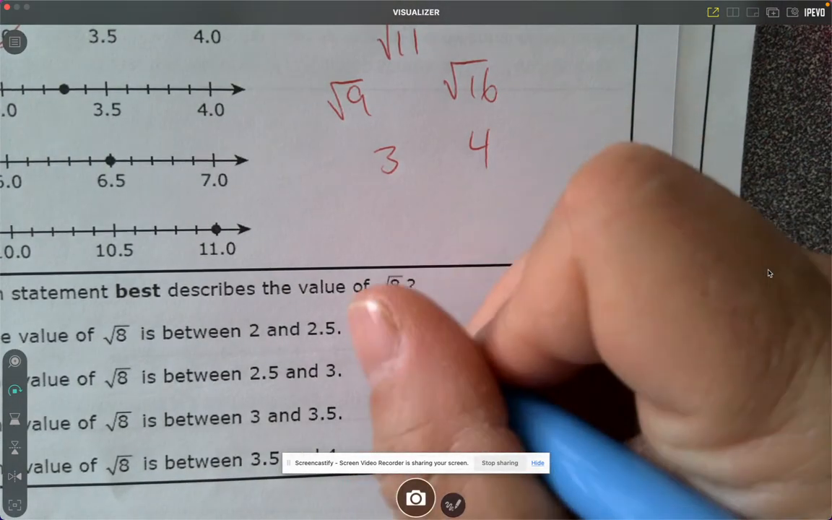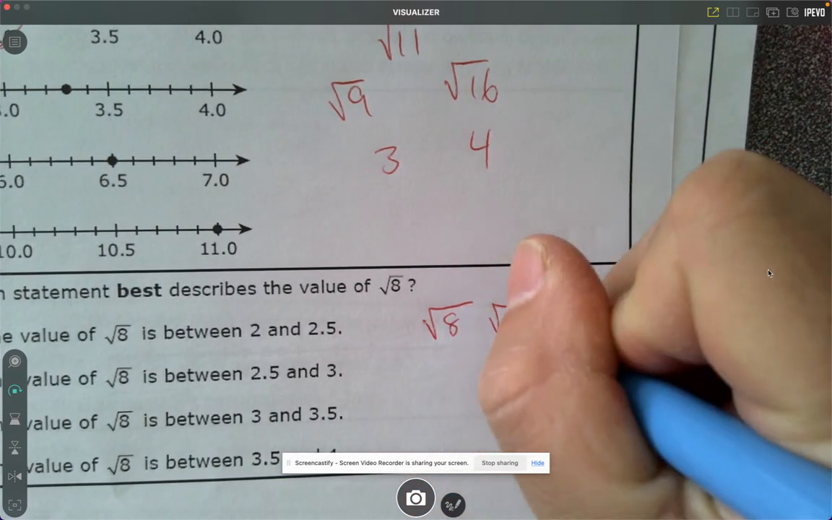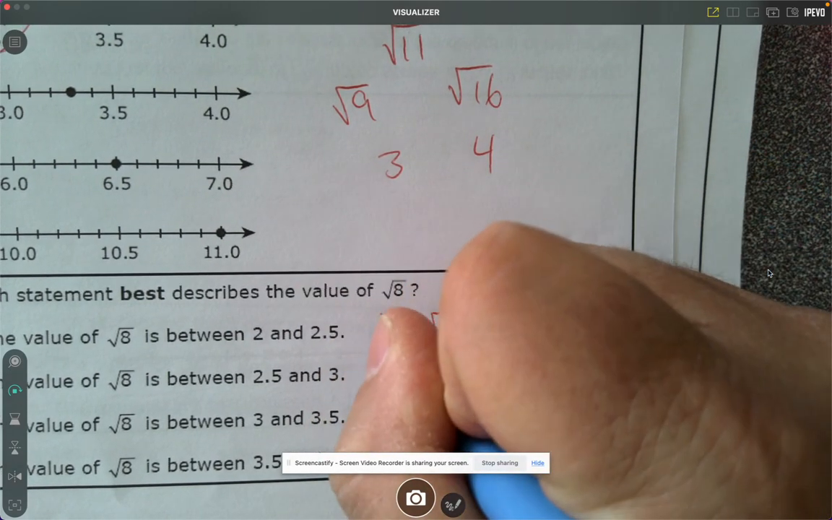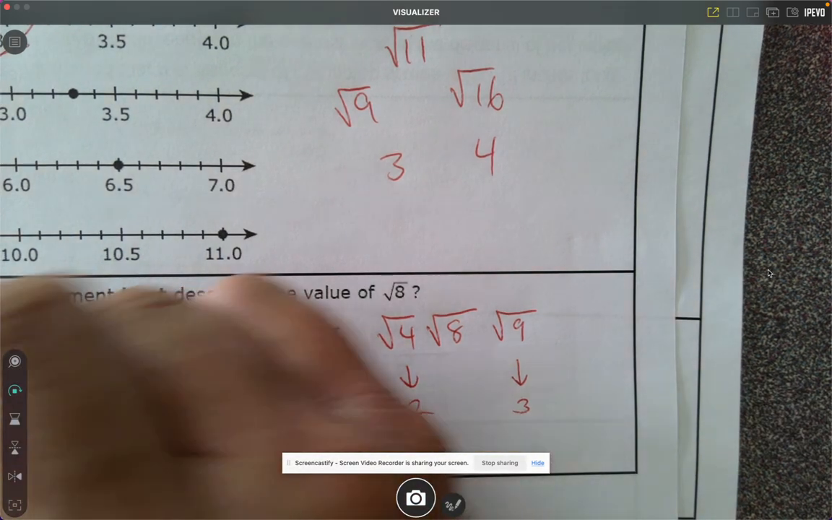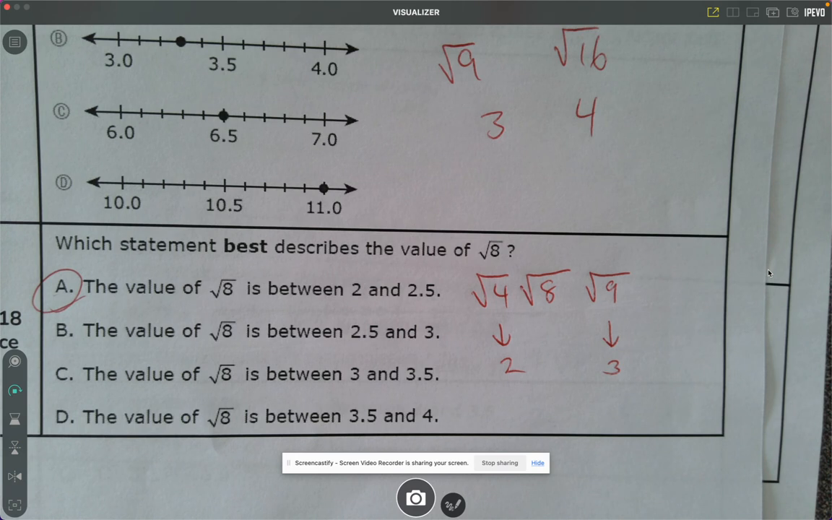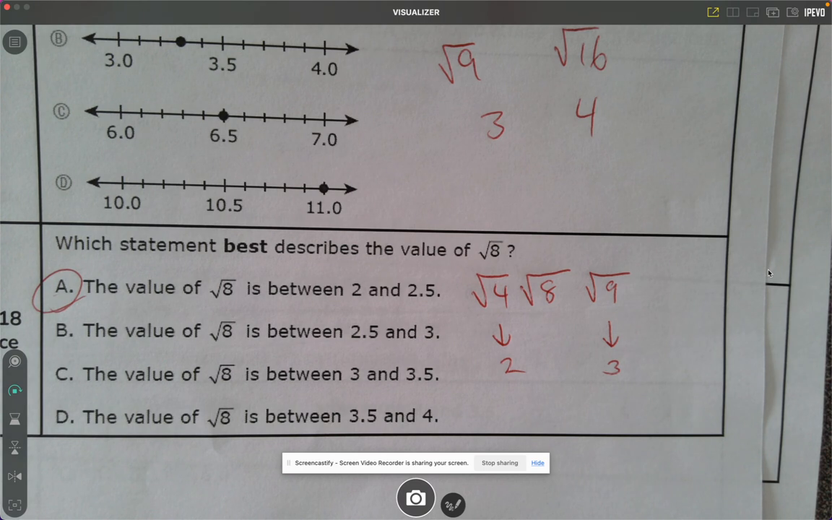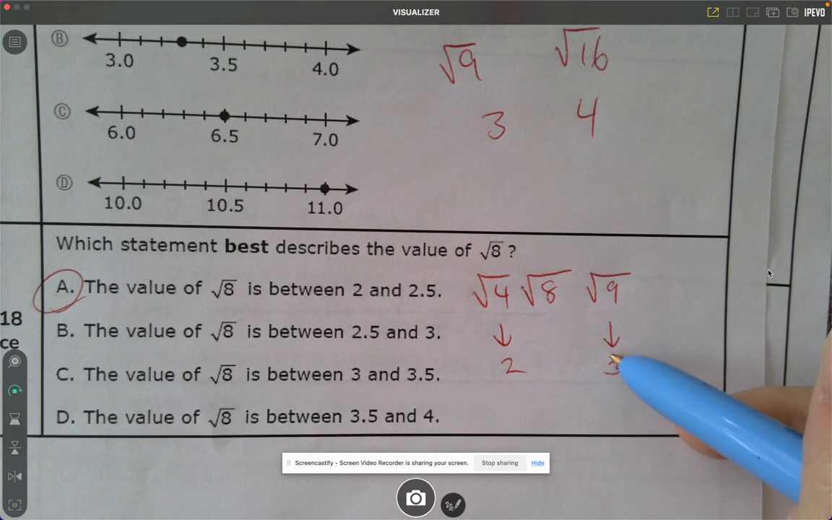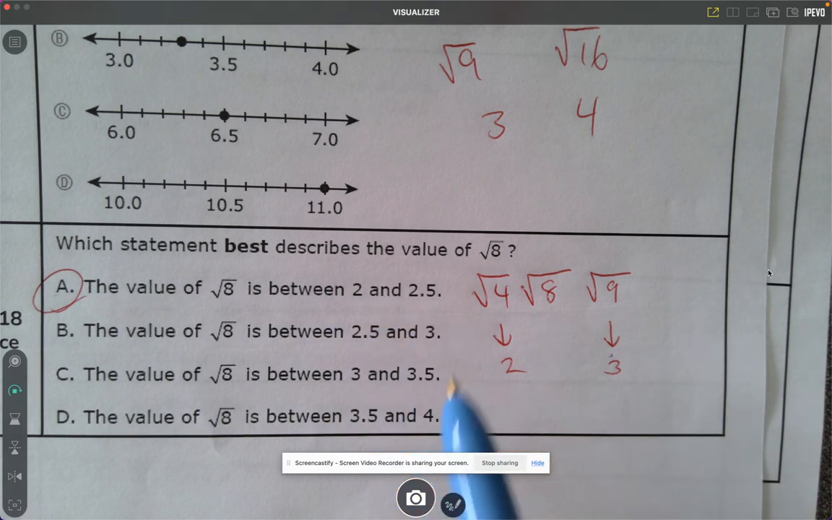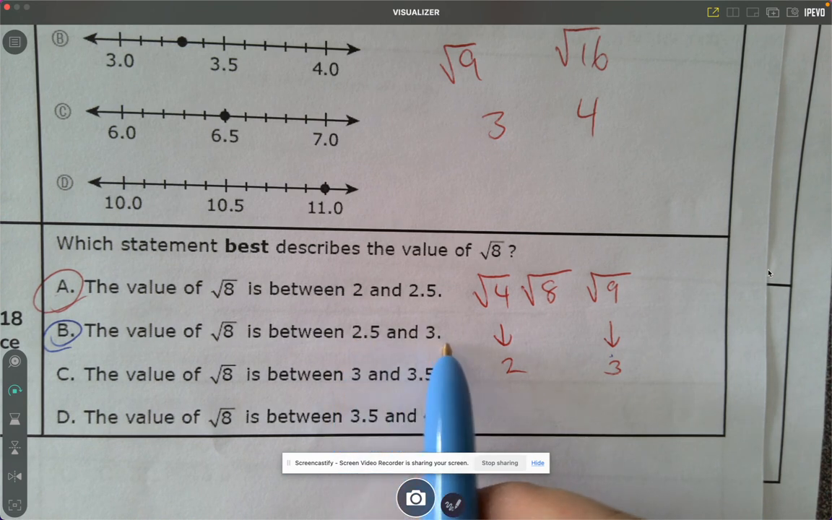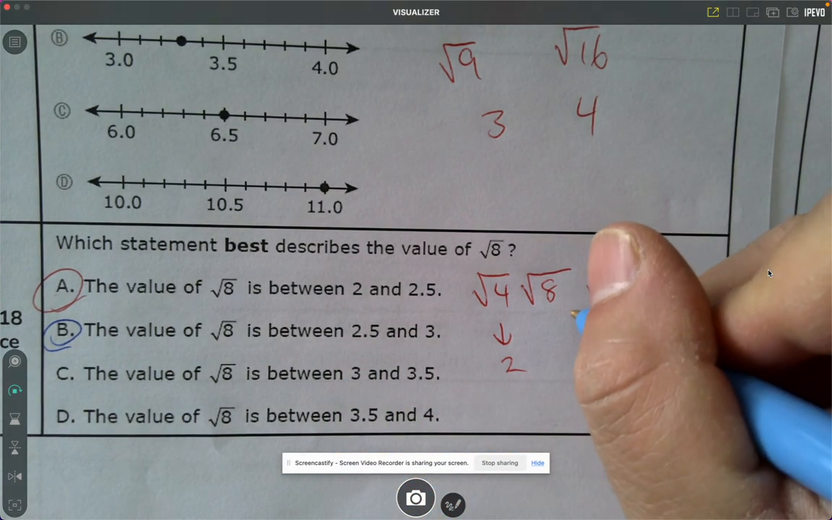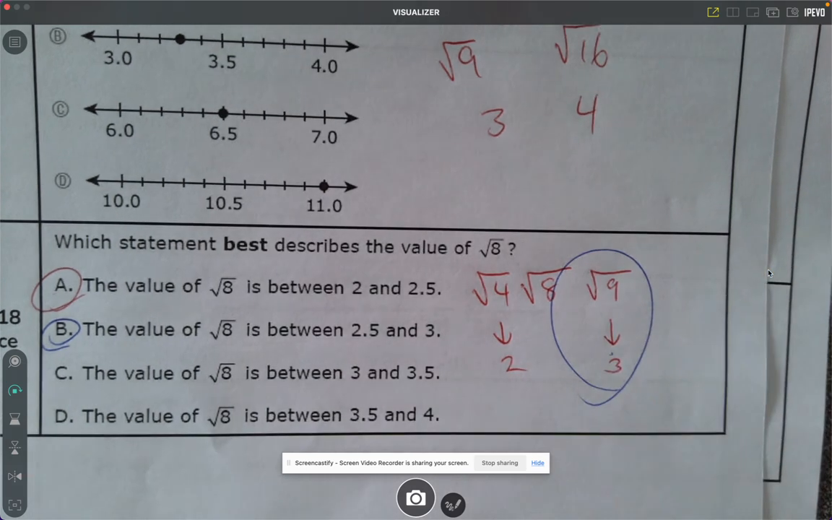Okay, square root of 8. That's between square root of 9 and square root of 4, so it's between 2 and 3. So let's go with A. It's a math by mistake. Think about which one it's closer to. It's definitely closer to 9, which is 3. So the correct answer is actually B. It's about 2.5 to 3, because it's right over here, closer to this.